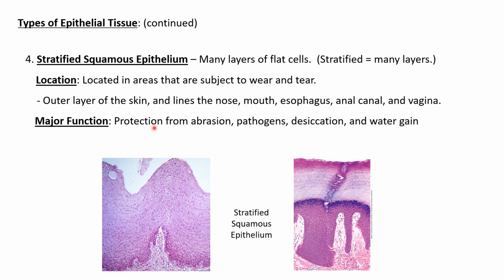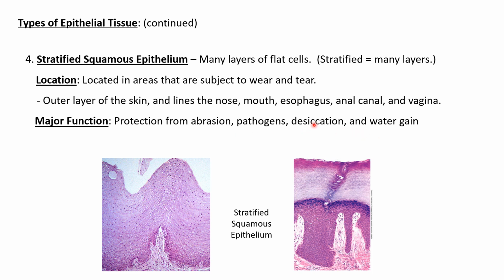Major function: protection from abrasion, so things rubbing against it, protection from pathogens, protection from drying out, and then also protection from water gain. Because if you didn't have these thick layers and then you go and maybe take a bath, then with osmosis, all the water would move into you. And then you'd be shaped like a bathtub. You couldn't get out.